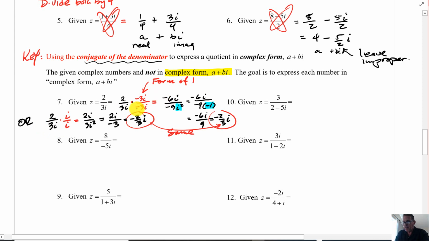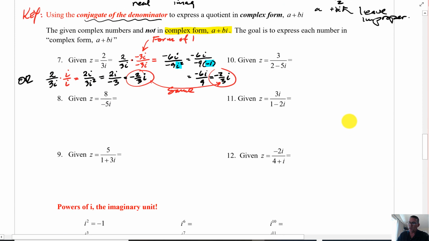In the first method I used the actual conjugate. The conjugate of 3i is negative 3i, so you could use that every single time. But as you can tell in this little example, the first method is a little bit longer, I think, a little bit more tedious than the second method. So when it comes to simple expressions like this, where you only have the imaginary unit down below, I like the second method better than the first.